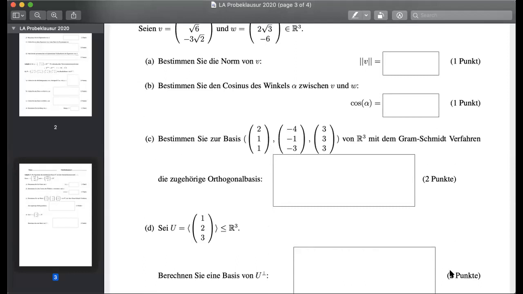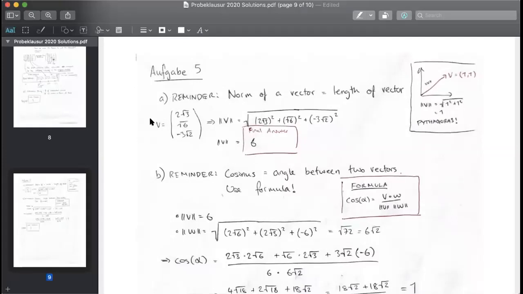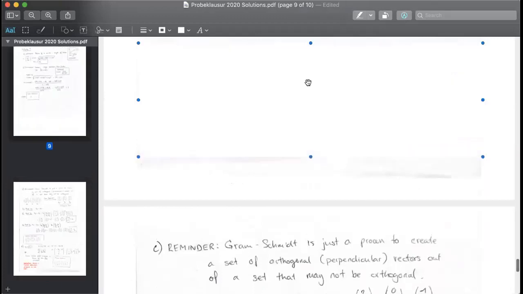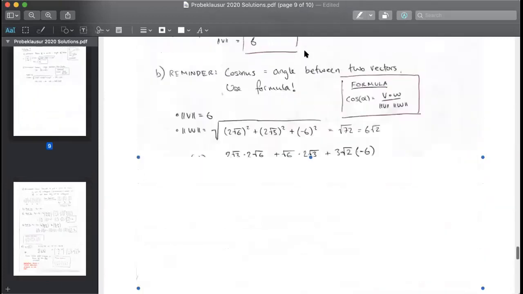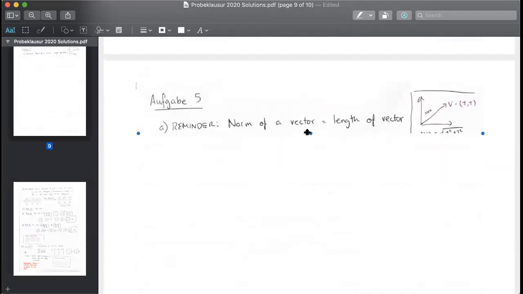Okay, so part A. They asked for the norm of vector v. Here's the vector v, and they asked for the norm. The norm is another word for the length, okay? Before we start, I just want to bring some intuition to it. You can skip this part if you want to, but the length of a vector is based on the Pythagorean theorem.